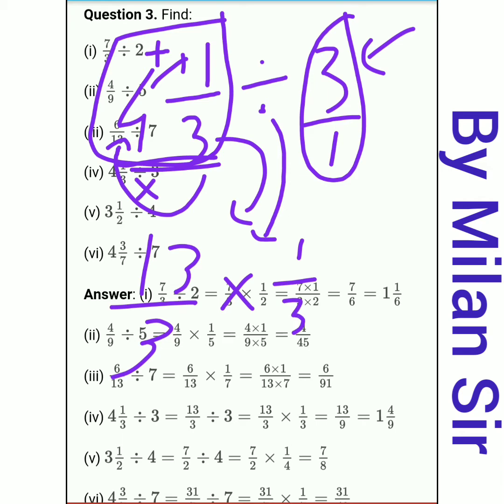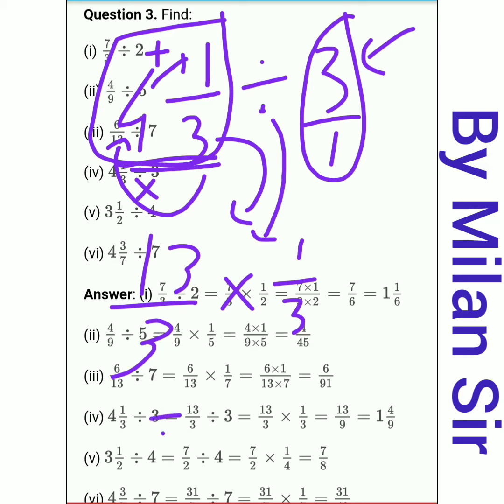Here one thing you need to notice: we do not need to take the reciprocal of the first number. The first number remains as it is. We only need to take the reciprocal of the second number. The first number remains as it is, division becomes multiplication, and we need to take the reciprocal of the second number.